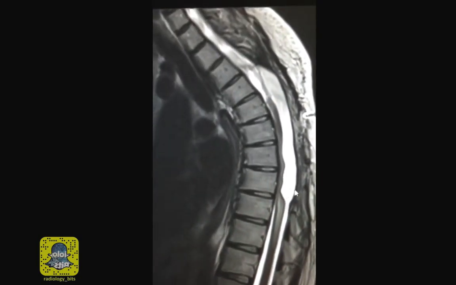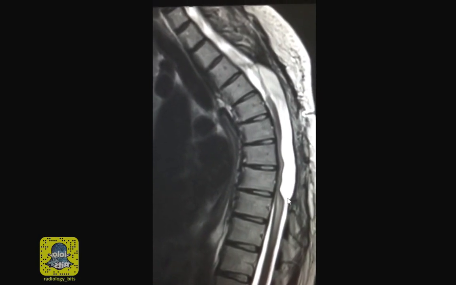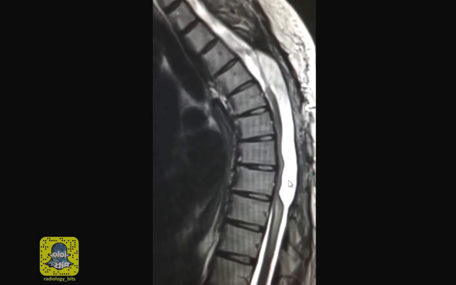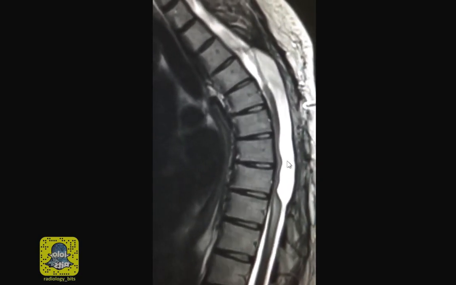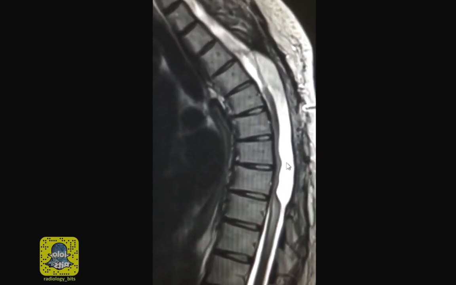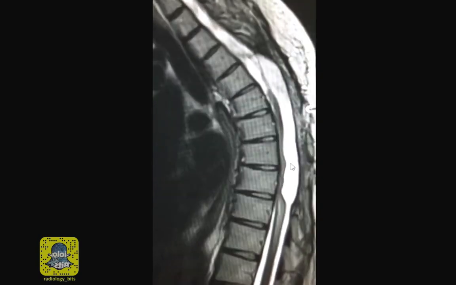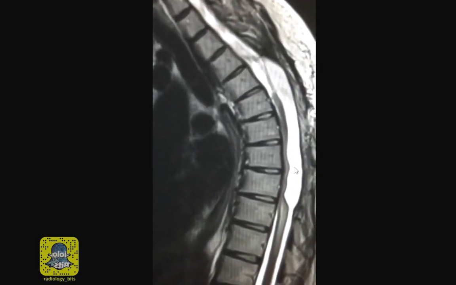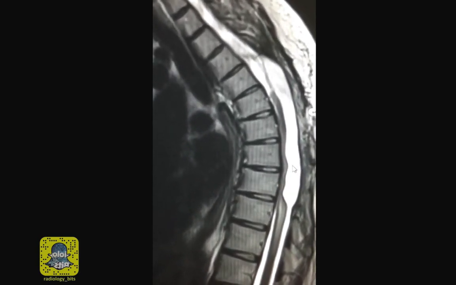One of the things that you should make sure of is that this is not another entity that could displace the cord anteriorly, such as a hematoma, empyema, schwannoma, meningioma, or others. However, that could be easily assessed by looking at the other sequences, the T1, the FATSAT, and the post-contrast acquisitions.